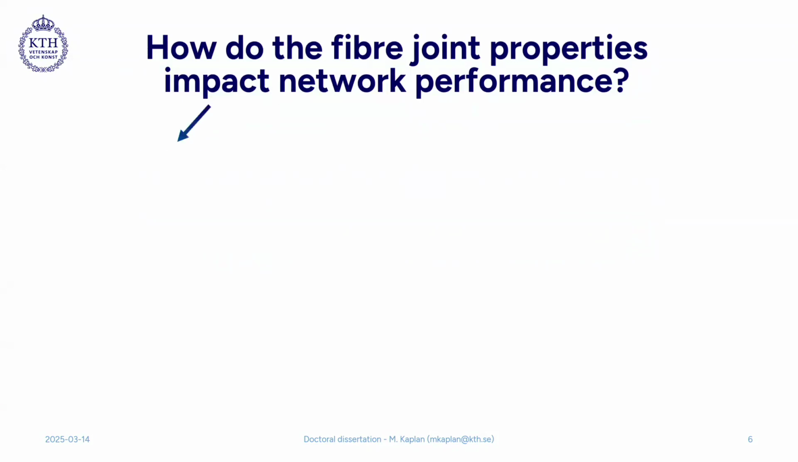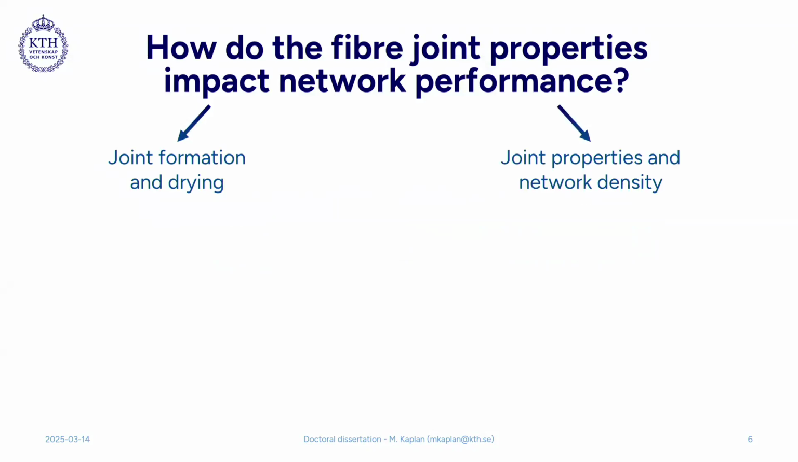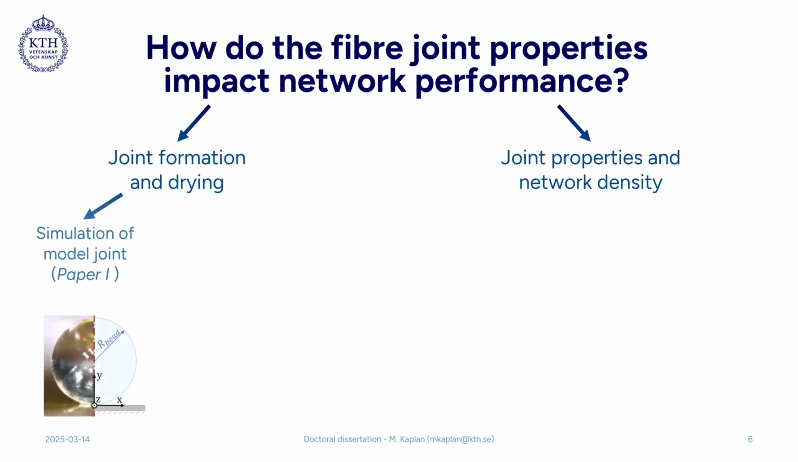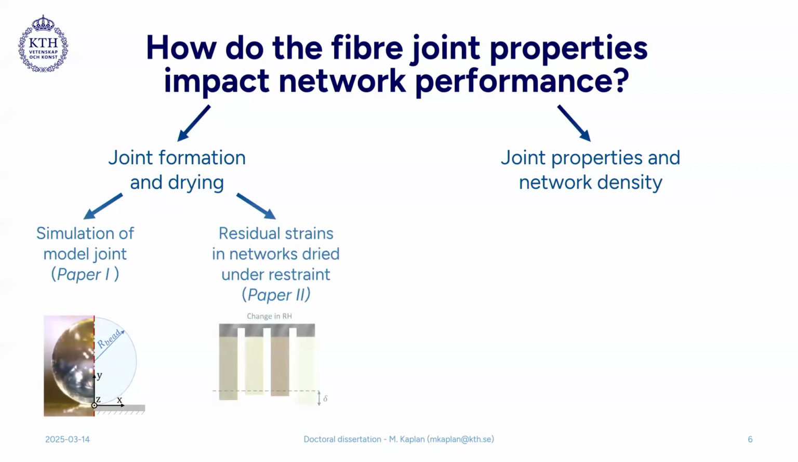One is joint formation and drying, so basically what happens before we utilize and use the product. The second part has focused on the properties of the joint and the networks evaluated after the formation, so in the using state. The first part has been included in paper 1, where we simulated a model joint of a paper fiber, and in paper 2, where we also looked at residual stresses imposed during drying.